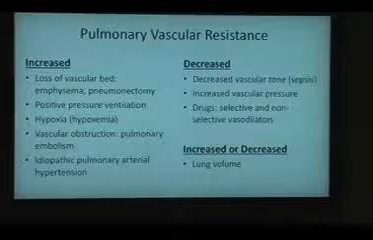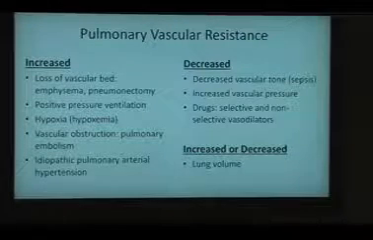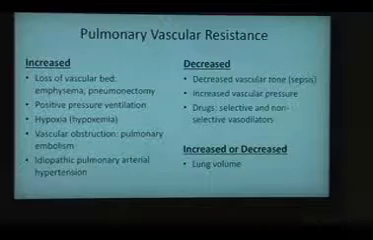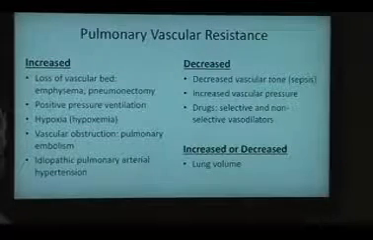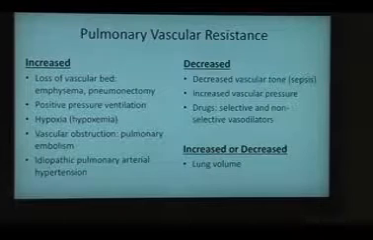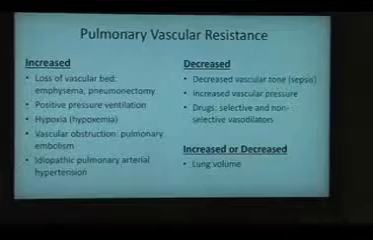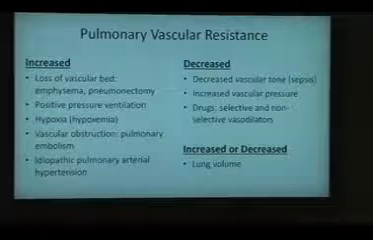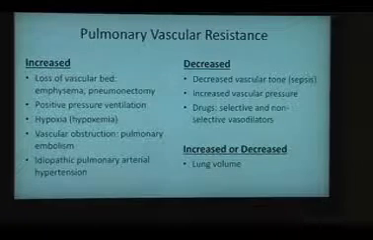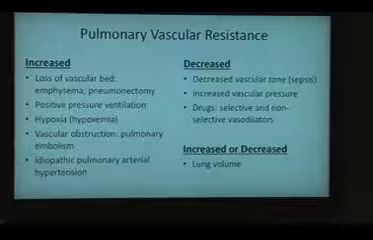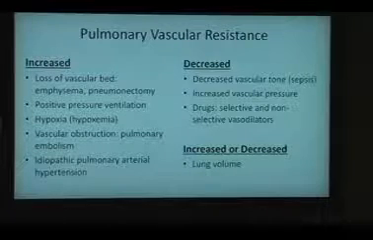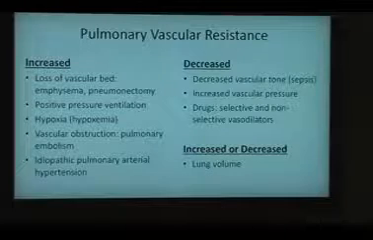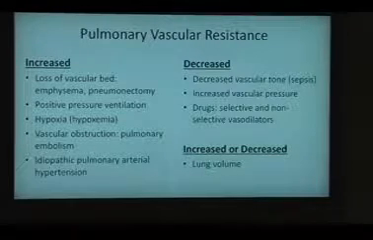Positive pressure ventilation can increase pulmonary vascular resistance, and we'll see how in a minute. Hypoxia increases pulmonary vascular resistance, or perhaps more specifically, hypoxemia. That's hypoxic pulmonary vasoconstriction. More about that in a few minutes. With vascular obstruction, there's an increase in pulmonary vascular resistance. That's pulmonary embolism, as we'll talk about towards the end of the presentation.